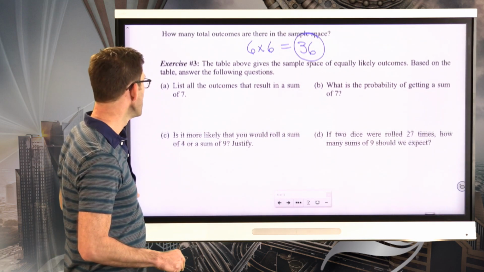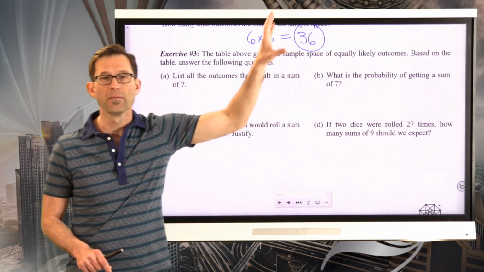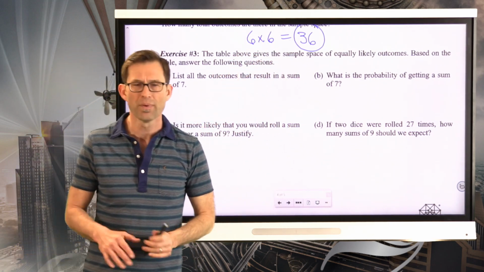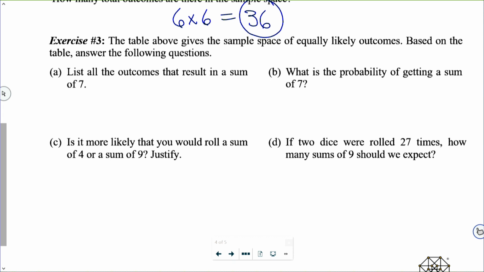So now, let's go to exercise number 3. Now I'm going to have to probably move up and down to take a look at this table, but that's okay. We'll deal with it. We won't get too seasick. Exercise number 3. The table above gives the sample space of equally likely outcomes. Based on the table, answer the following question.